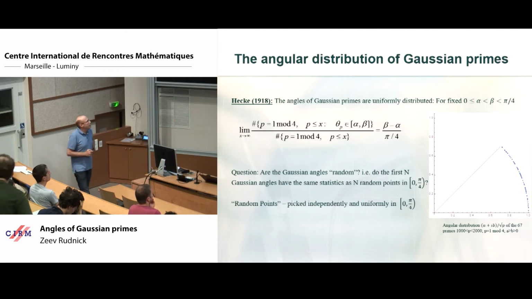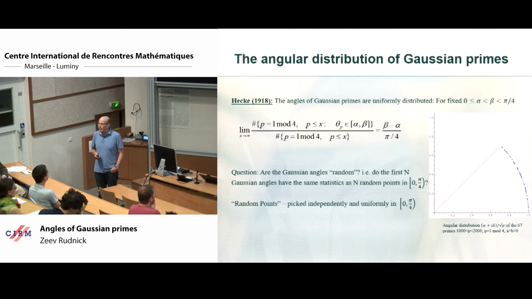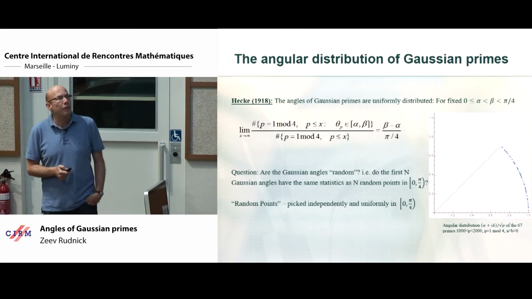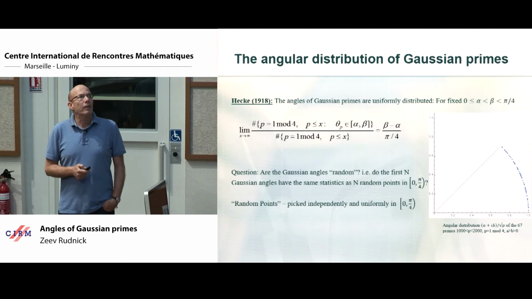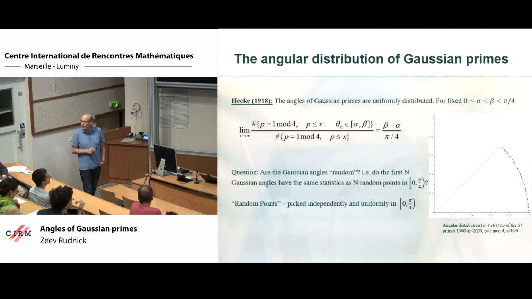Now the first result in this game is due to Hecke from 100 years ago, and it says that this sequence of points is uniformly distributed. So in other words, if you fix a subinterval and look at the proportion of angles which lie in this particular subinterval, then in the limit as you take more and more primes, you should recover the relative length of the interval. That's uniform distribution.